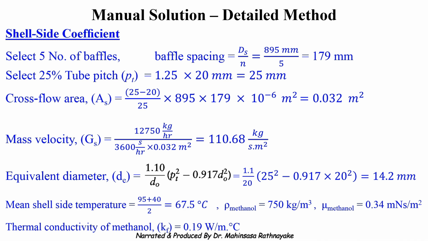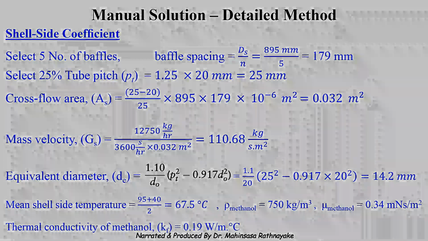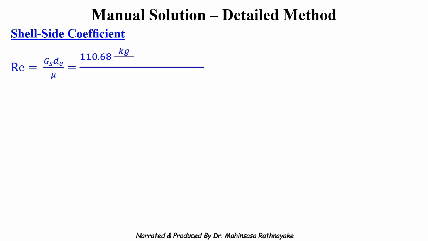Take the density of methanol as 750 kilograms per cubic meter, viscosity as 0.34 millinewton second per square meter, thermal conductivity of methanol as 0.19 watt per meter per degree Celsius. Using all these parameters, we can find out the shell side Reynolds number as 4622.5 and Prandtl number as 5.1.